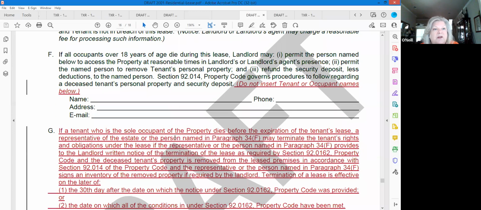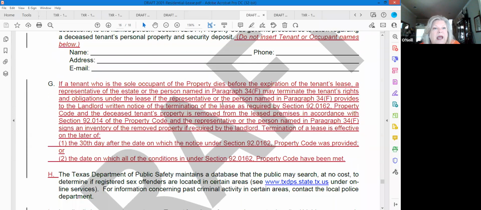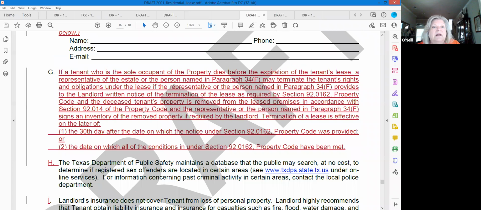This one in F talks about in the event an occupant over 18 years of age dies during the lease, who's going to be responsible to respond to the landlord? You put a name and address and phone number. And in the event, the estate will come forward and find a way to terminate with the landlord based on this provision in G. So it's real clear now.